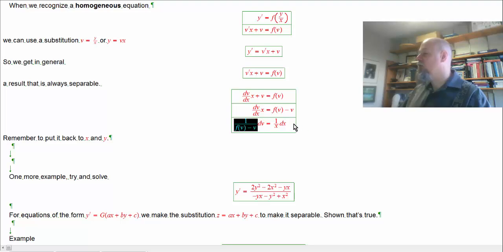Of course, sometimes this integration with the v's is hard, like it was in our example. And then after I finish my integration, I remember to put everything back in terms of x and y. Don't forget the plus c when you do your integration. And then we're done.